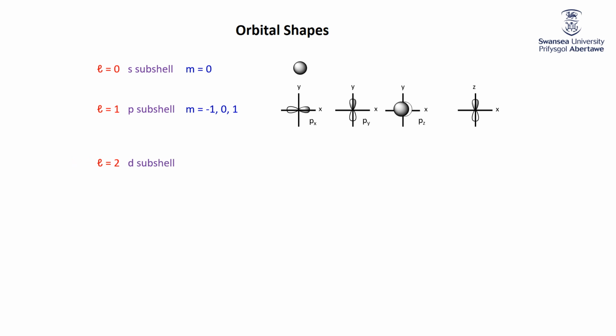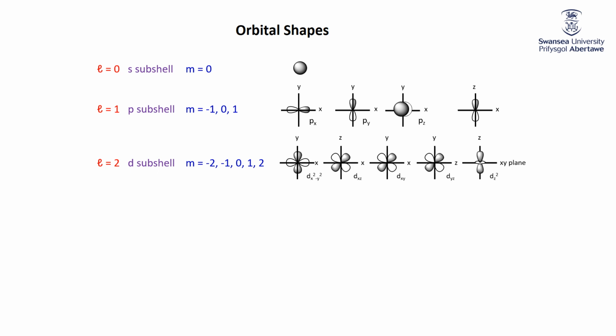If L is 2, we call it a d subshell. Remember, there's 5 possible M values, so 5 possible orbitals. 4 of them have this 4-leaf clover shape. This one here looks like a P that's got a little belt round it. Second year, you'll worry about why this one is weird compared to these other ones. But right now, I just want you to know the shapes of them.